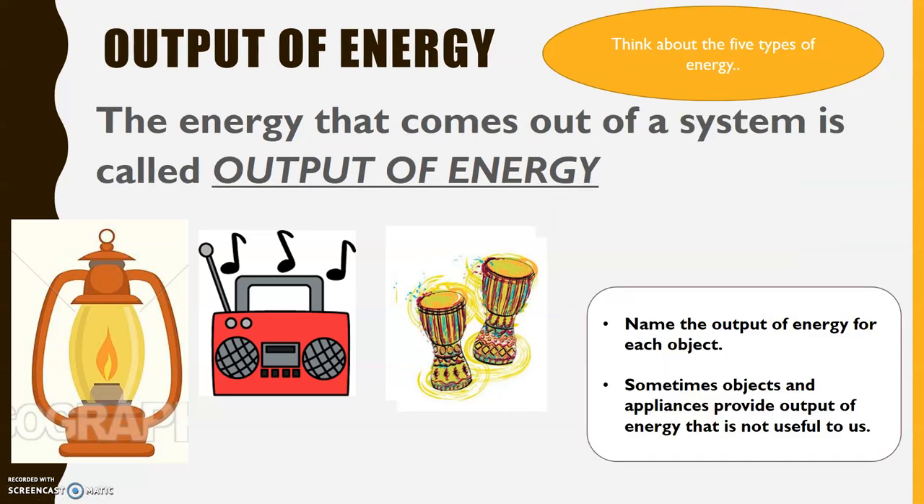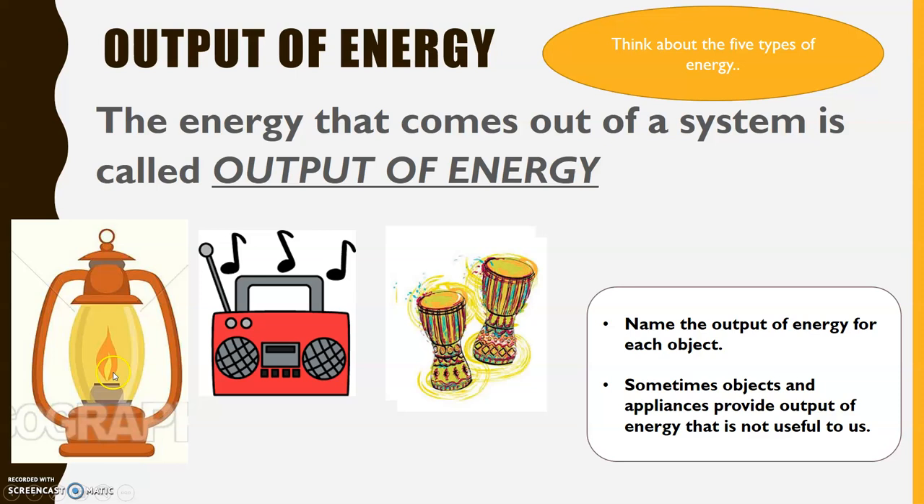Output of energy. The energy that comes out of a system is called output of energy. Think about the 5 types of energy we've learned. Name the output of energy for each object. Sometimes objects and appliances provide output of energy that is not useful to us.